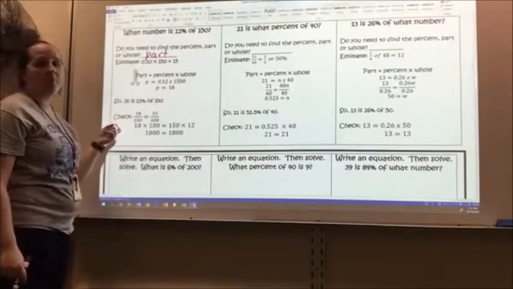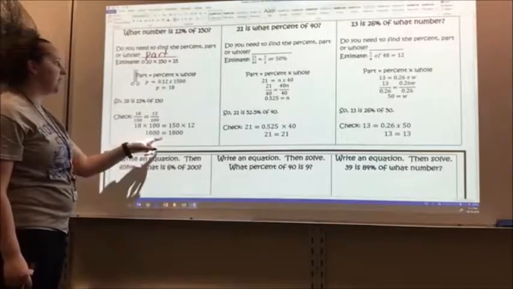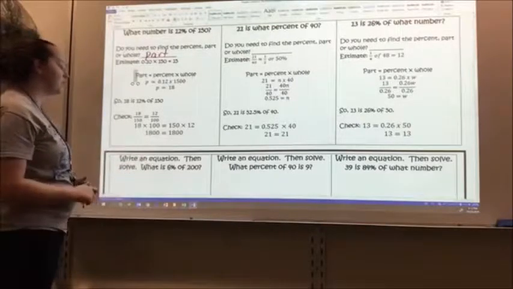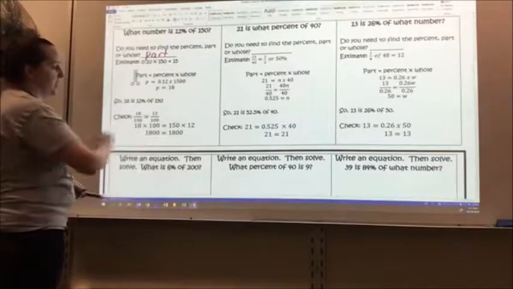I can always go back and double check using the percent proportion, and I do in fact get 1800, which is what I needed to get anyway. They both equal 1800.